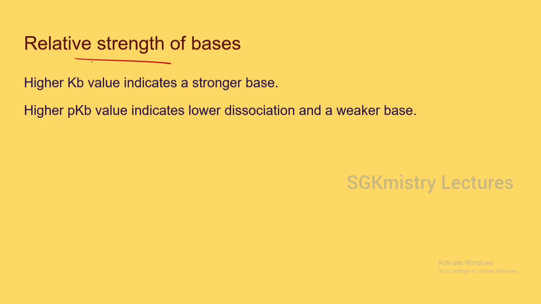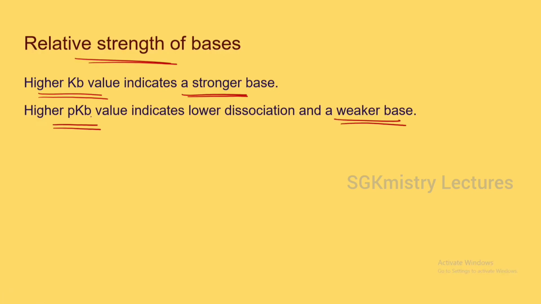So next, coming on to the relative strength of bases. Higher is the Kb value, like how we have studied about acids. More is the Ka value, stronger is the acid. So similarly, higher is the Kb value. It indicates that the base is a strong base. When you're talking about pKb, like how we spoke about pKa, so if the pKb value is higher, then it indicates that the particular base is weak.